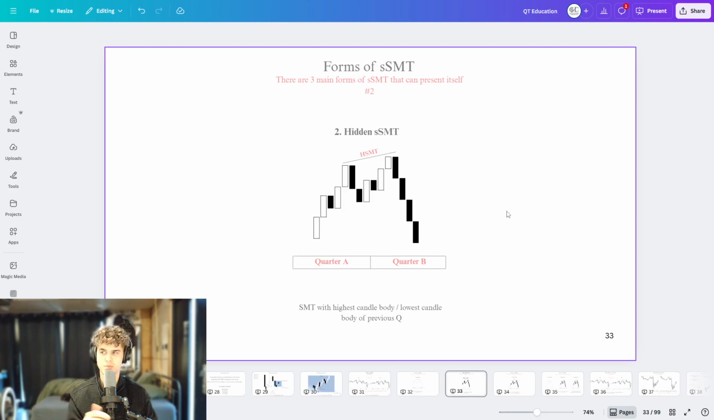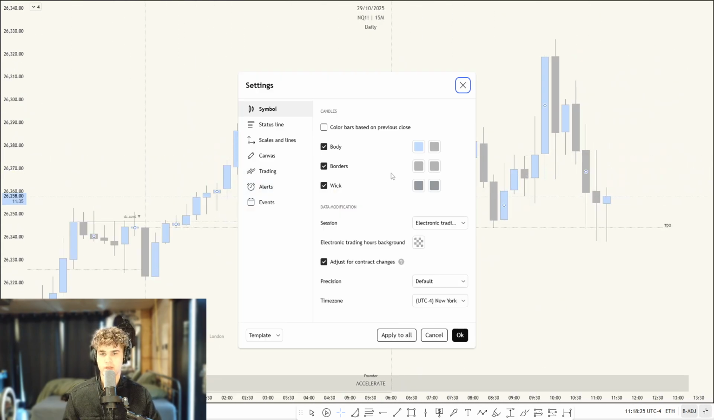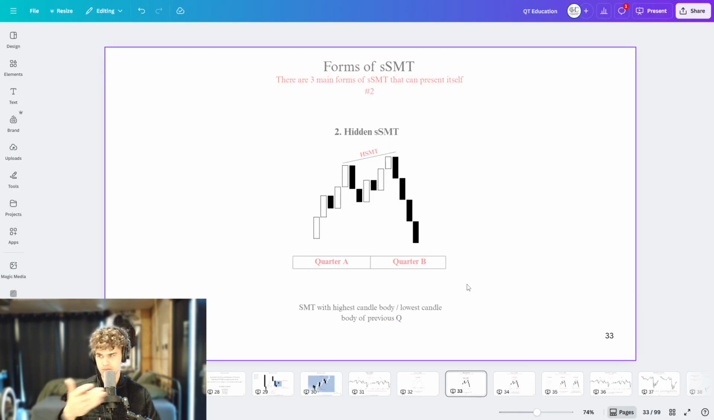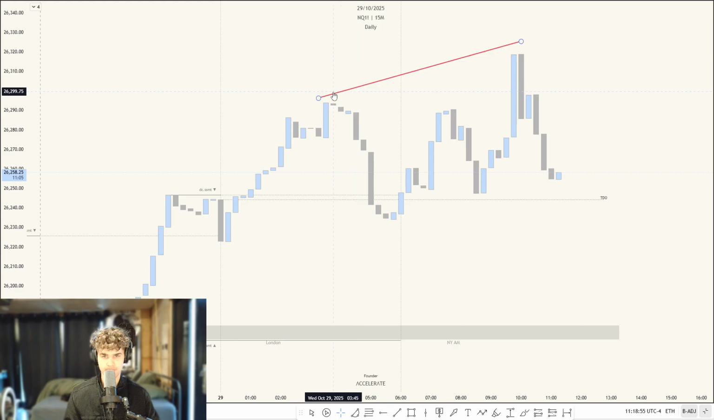Number 2 is hidden. This is where you turn the wicks off of your chart. Let me blow this up for y'all. You turn off the wicks, and you're looking for SMT with just the body. So let's say there was SMT up here. I don't think there is, and actually I know there isn't, but that would be hidden cycle, right? So that is highs and lows of the body, closes or opens, and close your SMT. Now, this one is a bit wishy-washy.